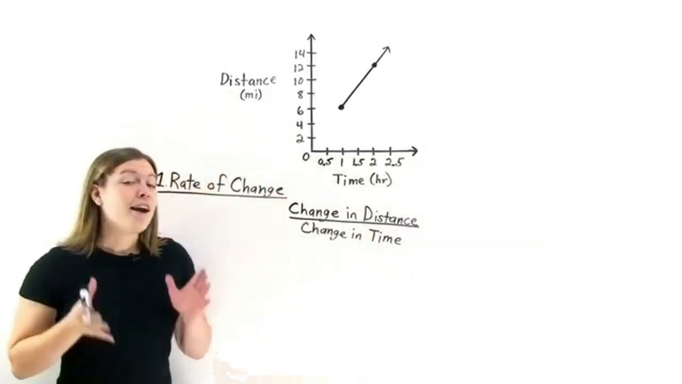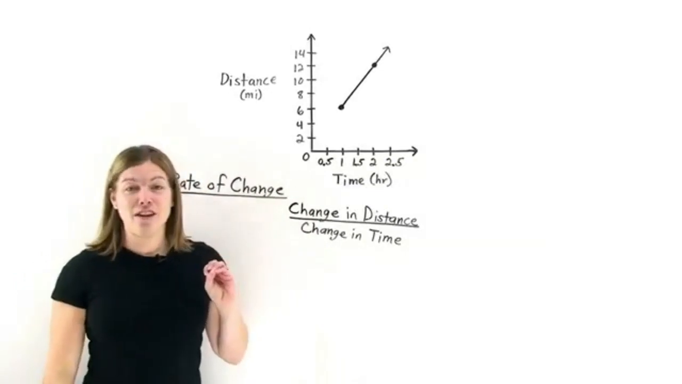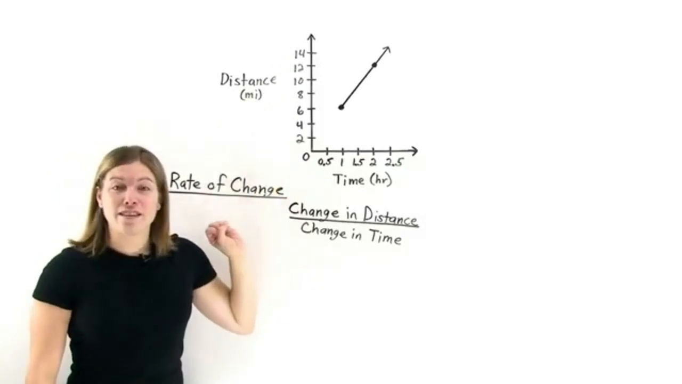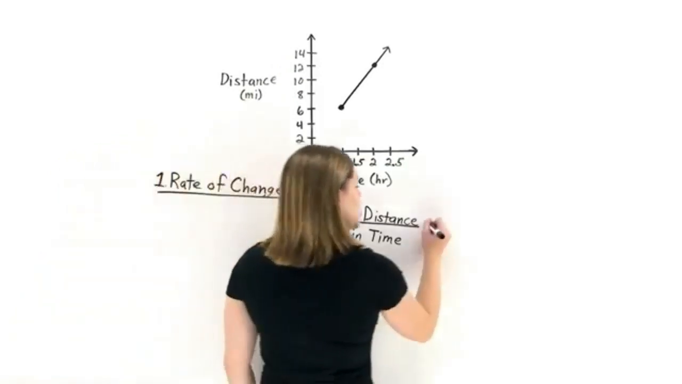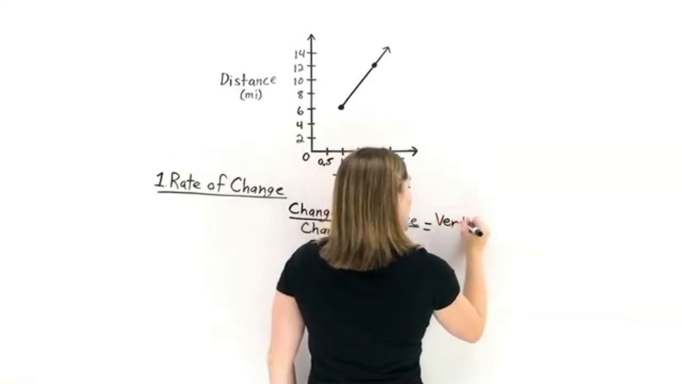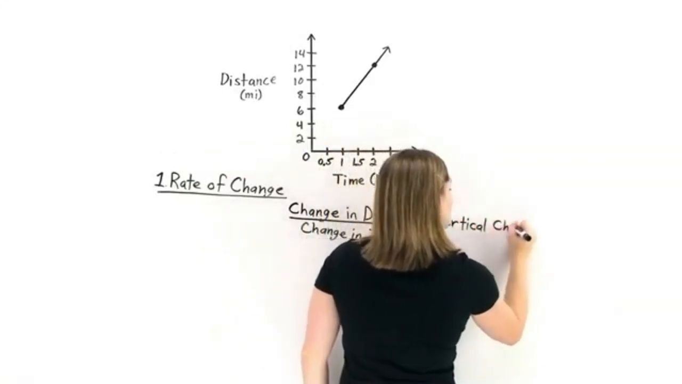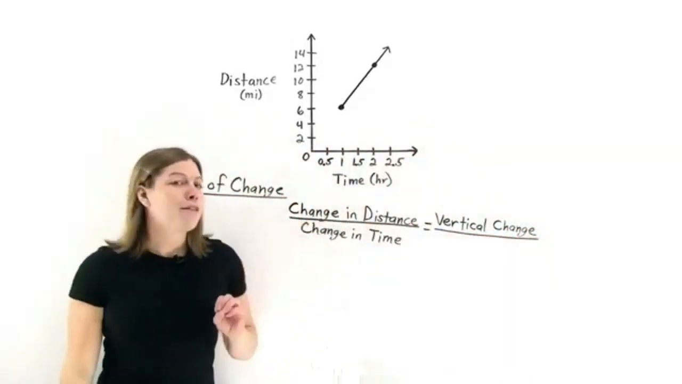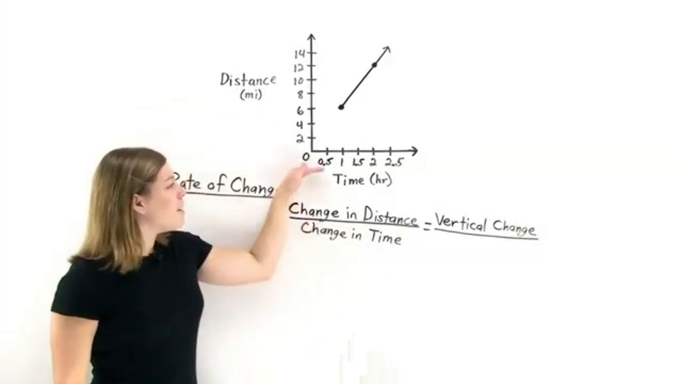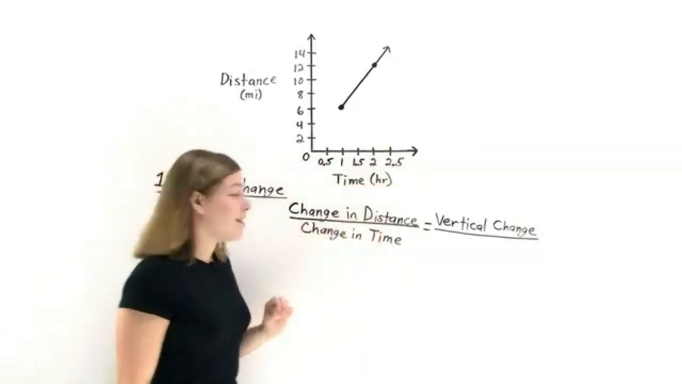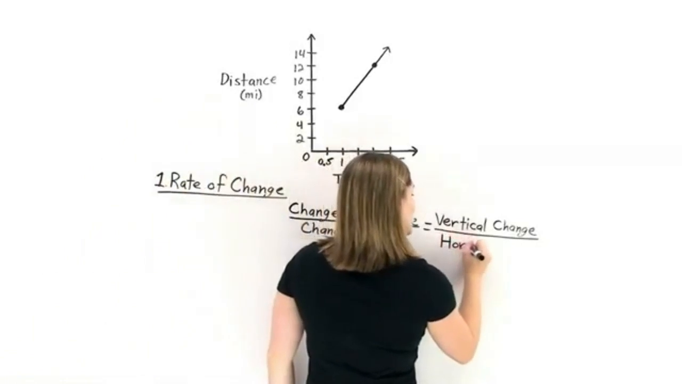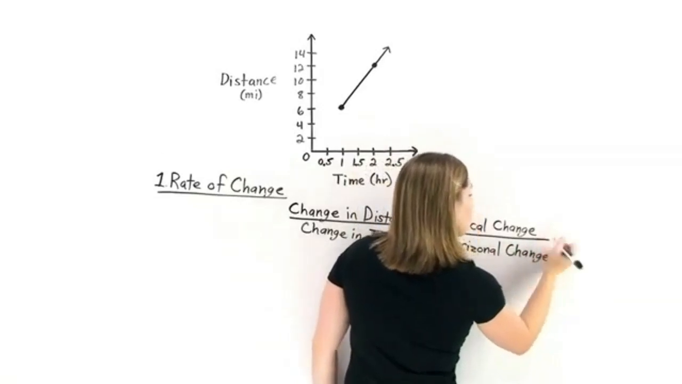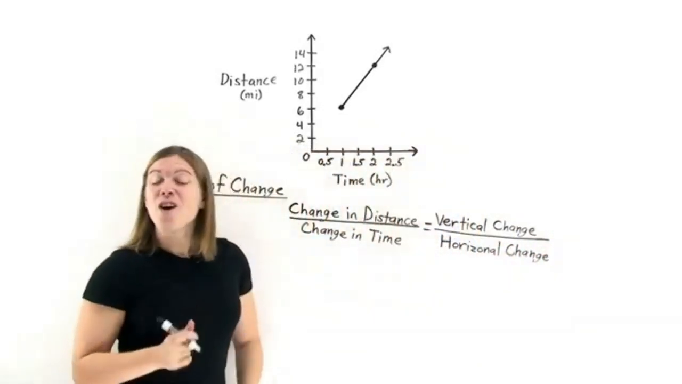Great! Now let's take a close look at the graph we've been given. Here, our distance is on the y-axis, the vertical axis. So if we want to find the change in distance on our graph, we're actually trying to find the vertical change, or the change in the vertical position of our points. Now what about the change in time? Well, time is on the x-axis, the horizontal axis. So to find the change in time, we want to find the horizontal change, or the change in the horizontal position of our points. Perfect!